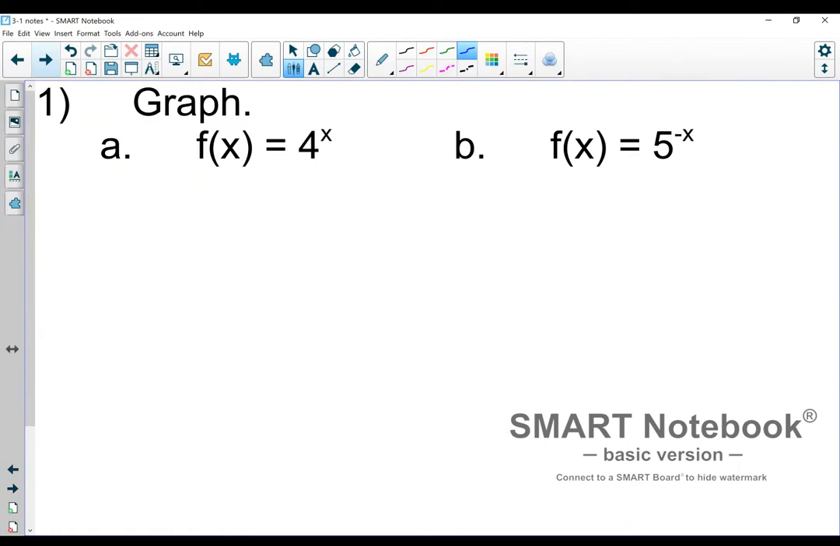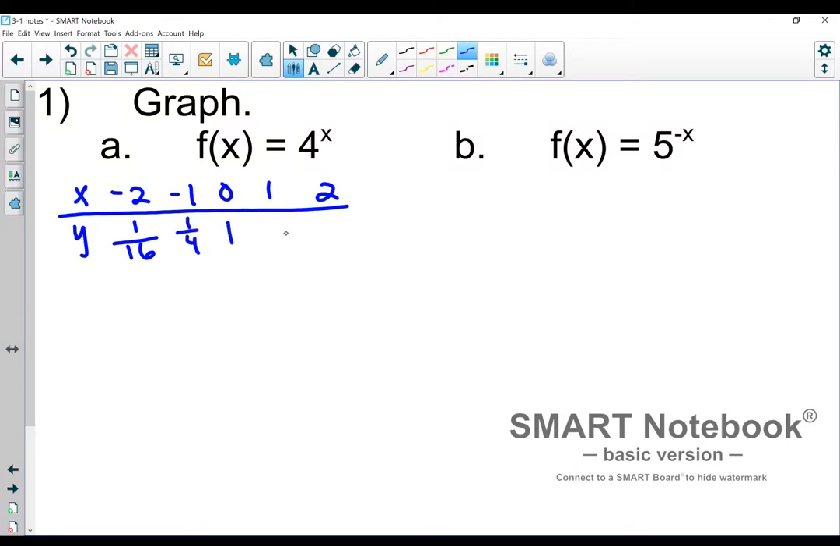For example 1, we're going to work on graphing, and then go through and analyze our graphs. So I'm going to make a table. With exponential functions, I can substitute negative numbers, 0, and positive numbers. 4 raised to the -2 power would be 1 over 4 squared, or 1/16. 4 to the negative first power would be 1/4. Anything raised to the 0 power is 1. 4 to the first is 4, and then 16.